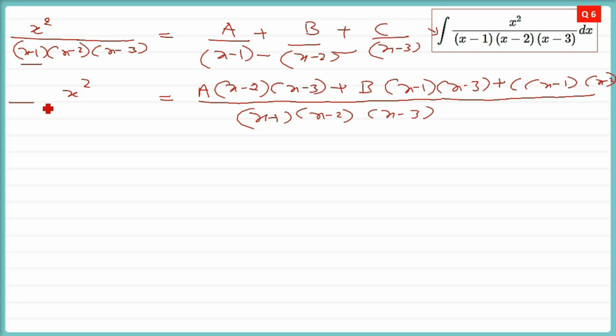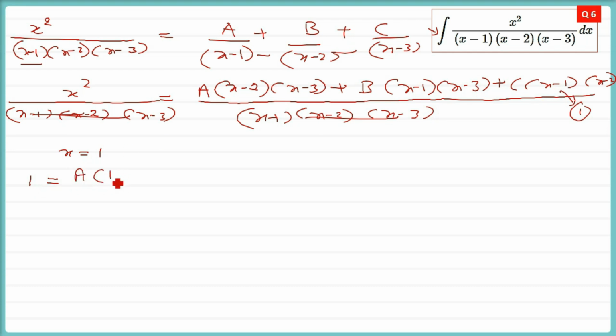So we have x squared on the left side, and on the right we cancel the denominators. Now if you place x equals 1, 2 terms will be 0. For x equals 2, 2 terms will be 0. That's how we'll go about it. So when you put x equals 1, the c and b terms will vanish. So when you put x as 1, 1 square will be 1, which will be equal to a into (1 minus 2) into (1 minus 3). So 1 will be equal to a times negative 1 times negative 2.